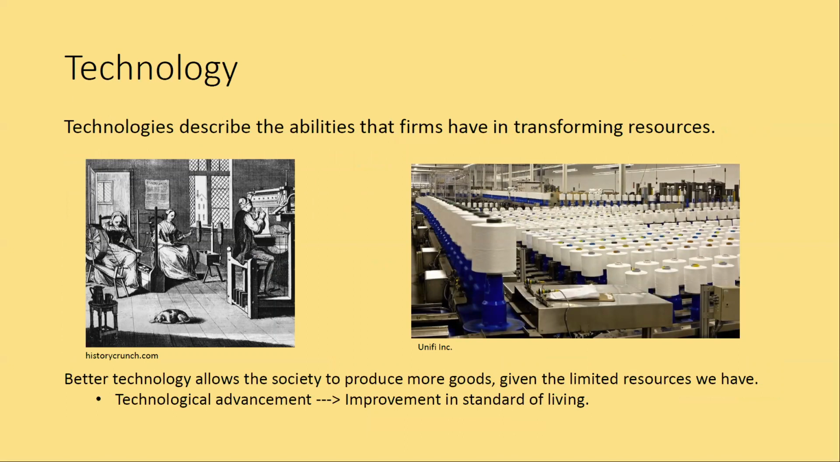So the term technology we use in economics describes how effective, or the ability that the firms have in transforming those resources. So from the two graphs, both are the textile industry or textile manufacturing at different times. If we think of textile manufacturing before the Industrial Revolution, it is very inefficient and it uses a lot of human power or labor hours. But nowadays, we have those large factories. Many processes are automated, and we have the machines to help us produce clothes.